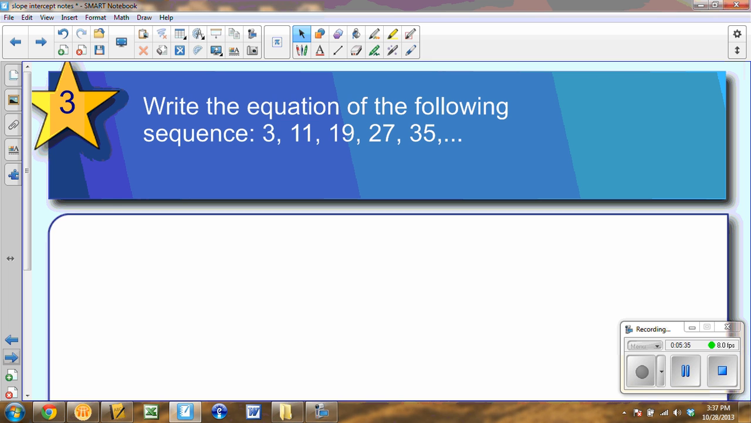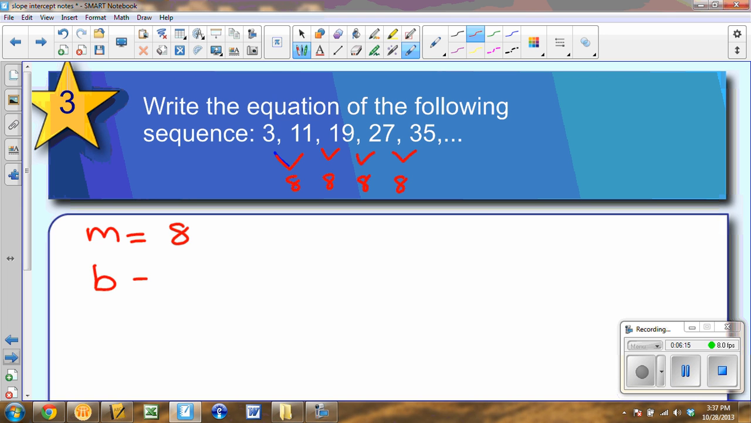Write the equation of the following sequence. So now we talked about sequences the other day, and we talked about how to find the common difference. So once I know the common difference, then I can use that to find also my y-intercept. So the difference between these two, the common difference, is 8. Looks like 8. 8 and 8. So my slope is 8, because remember, slope means rate of change, and the rate at which this sequence is changing is 8.